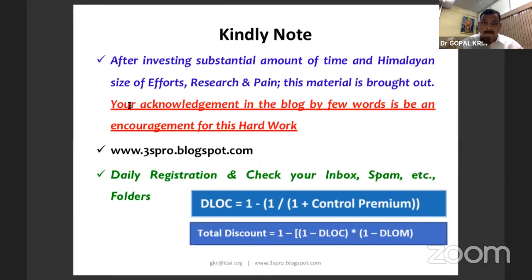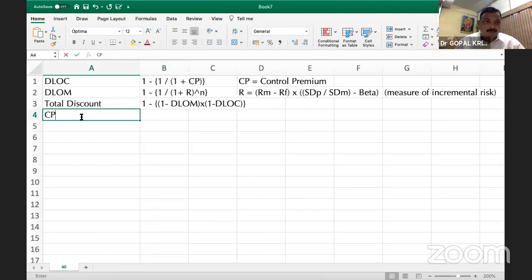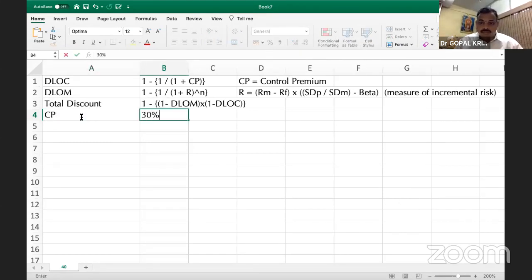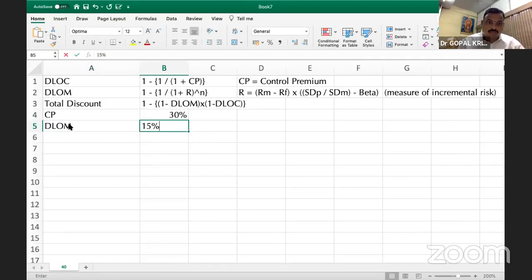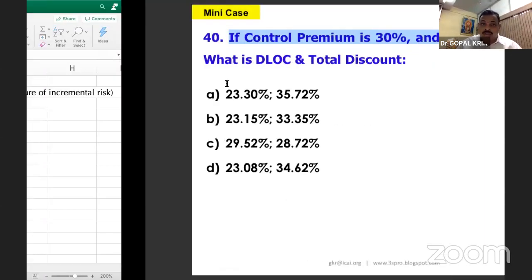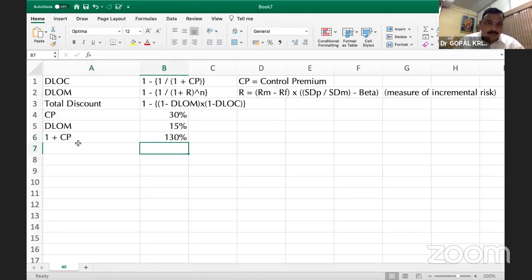Now let us do a question. If control premium is 30% and DLOM is 15%, what is DLOC and total discount? So control premium, CP, is 30%, and DLOM is 15%. DLOM we have got directly as given. Sometimes we have to use the formula to compute it. Now we have to find DLOC and total discount. DLOC is 1 minus 1 divided by 1 plus CP. So 1 plus control premium is 1.3.